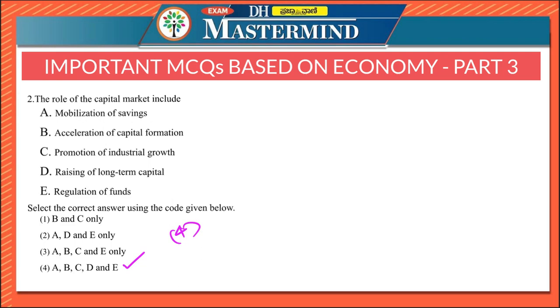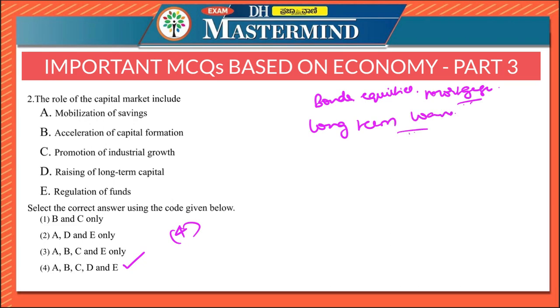So let us see what is capital market. As we have already seen in the previous question, capital market is the market where instruments like bonds, equities, and then mortgages, etc. are traded. It is a market which deals with long-term funds, long-term loans. The capital markets are mainly of two types. The first one is the primary market. And the second is the secondary market.